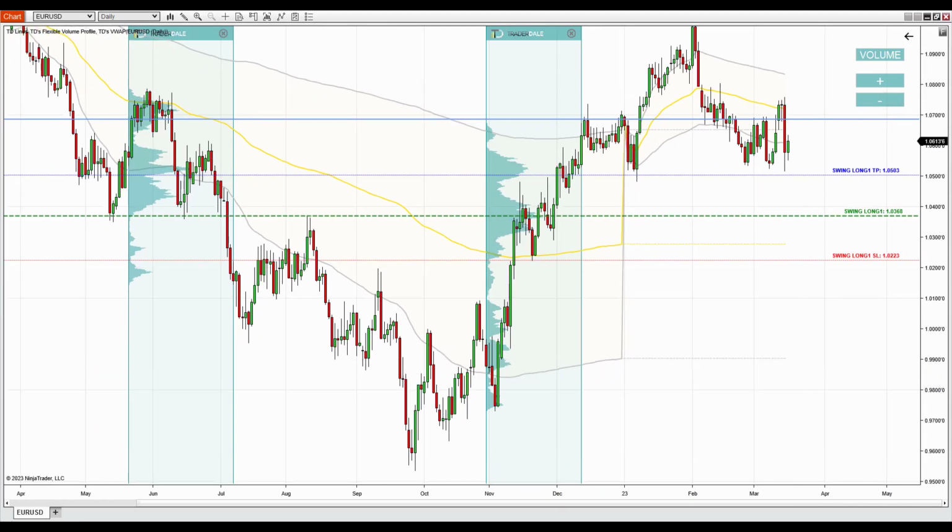Anyways, talking about take profit, this is where the price was heading towards our short level, which was in here, right? This was the short.